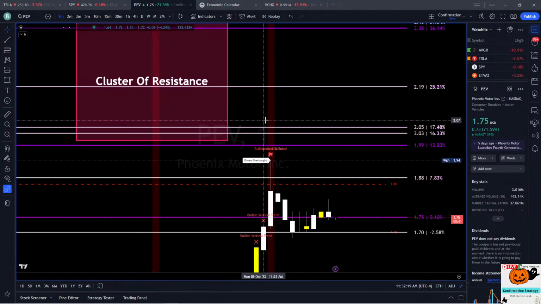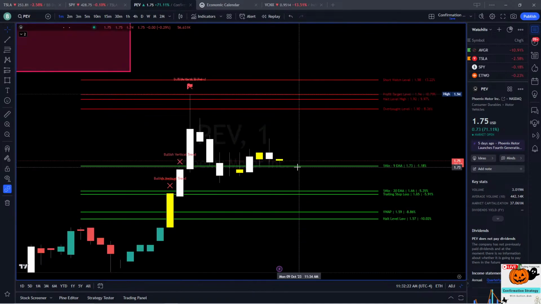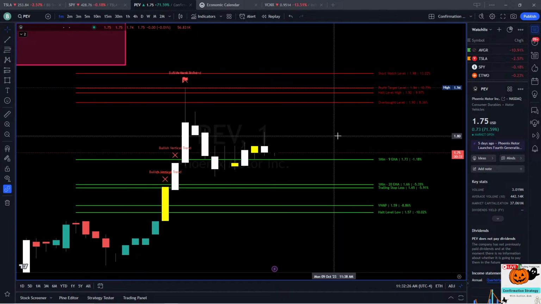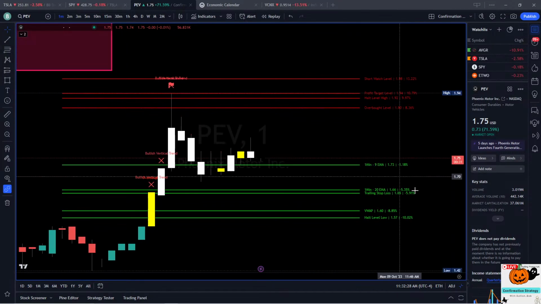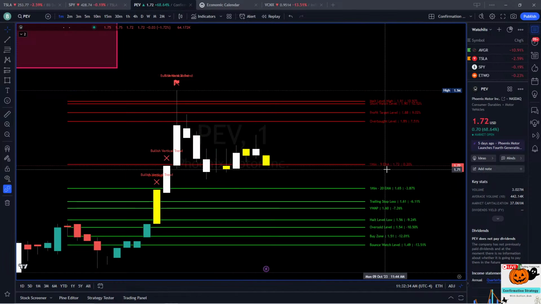So I see a cluster of resistance. That's going to be an issue. Now, if we hop over to our indicator here, it's plotting lines that are going to be really commonly used by different traders. So we've got the 1 minute 9 EMA at 173. It's minus a percent, basically 1% down from the current price. And you can see now it's there.